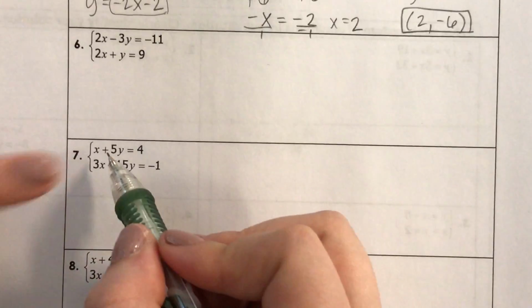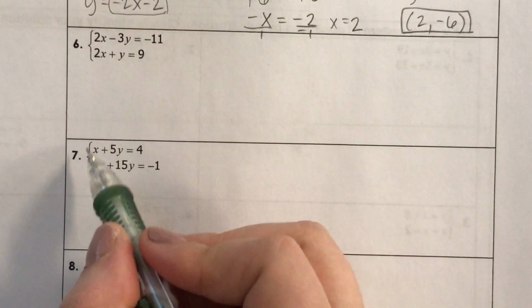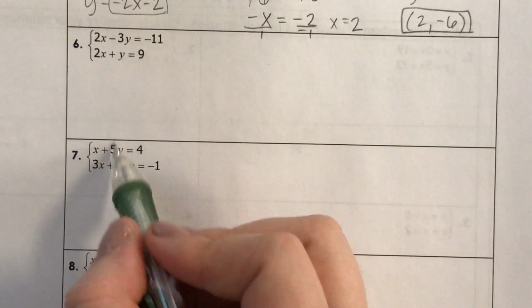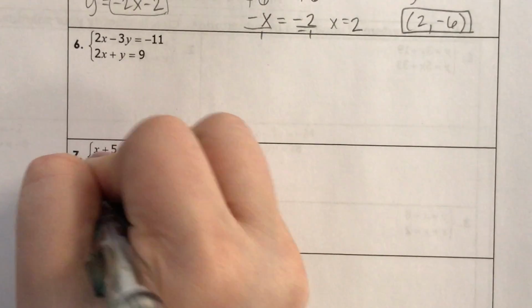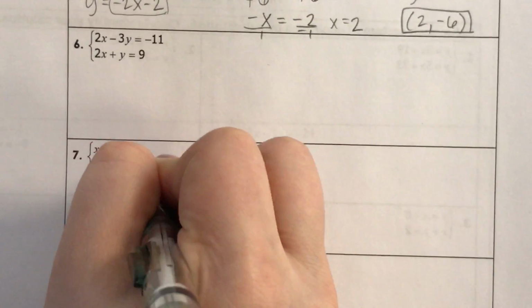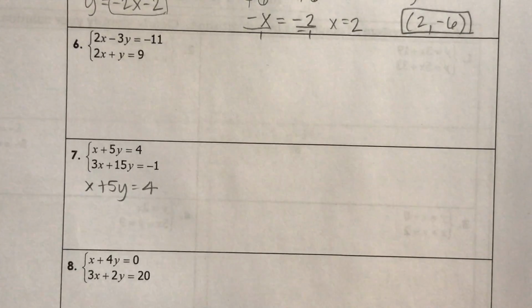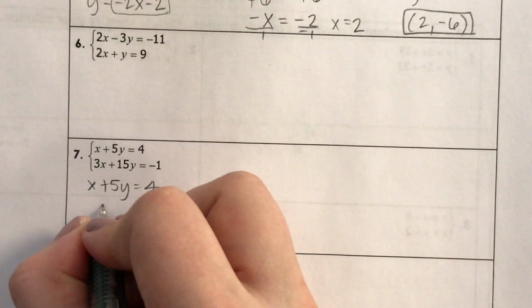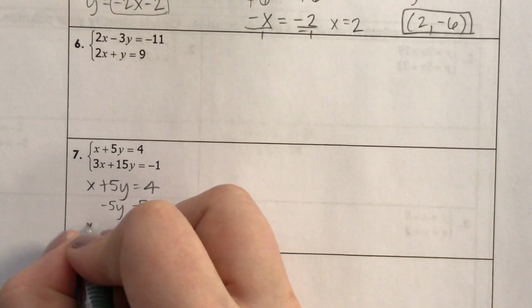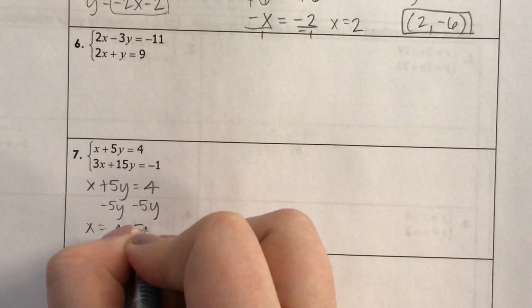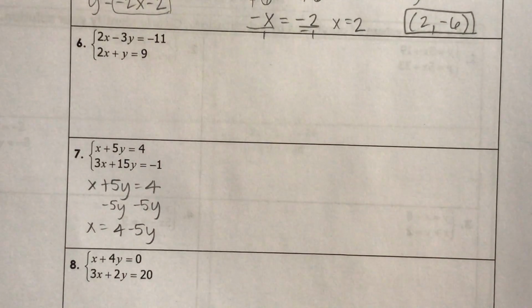This one, it's going to be easier to get x by itself. You can tell because there's no coefficient and it's positive. So let's rewrite that down here. Okay? All I have to do to get x by itself is subtract 5y. X equals 4 minus 5y, and that's it.